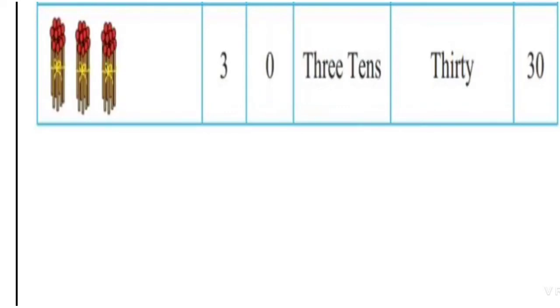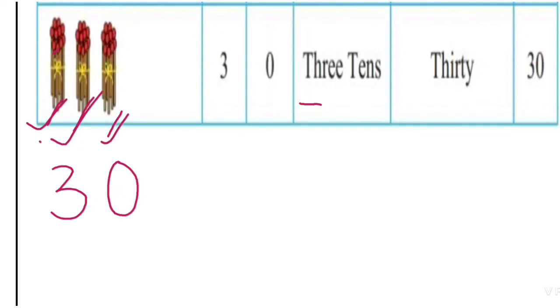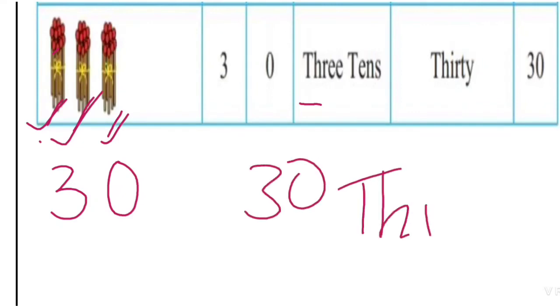Now 30. 3 bundles of 10 matchsticks. These are 30. 3 tens. 1 ten, 1 ten, 2 tens, 3 tens. 3 tens 30. THIRTY 30. Understood? Very good.